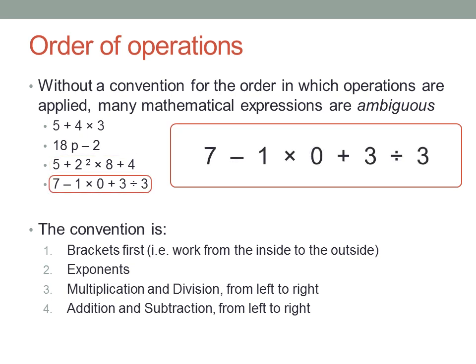Finally, 7 minus 1 times 0 plus 3 divided by 3. Okay, so first we have to do the multiplication and division. 1 times 0 is 0, and 3 divided by 3 is 1. Now I have a minus and a plus. What does my convention say? In order from left to right. So in this case, the minus comes before the plus. 7 minus 0 is 7, plus 1 is 8.